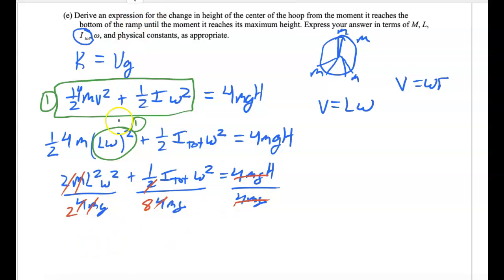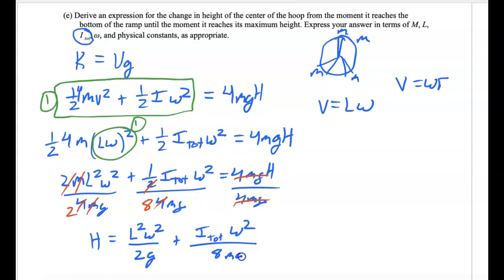So we know that our final answer here is h is equal to L squared omega squared, so that's top, all divided by 2g, because we got rid of this m, plus, and then we have I total times omega squared, all divided by 8 times m times g, and that is the third point for this. And that is the end of the 2018 mechanics free response question number 3.